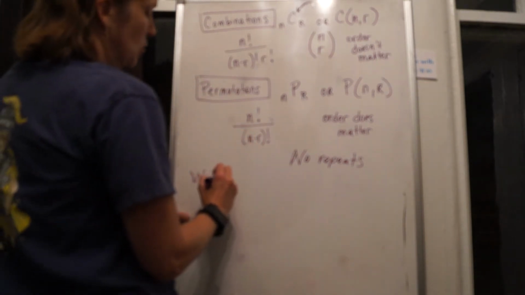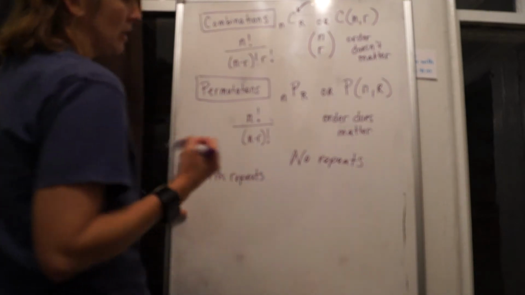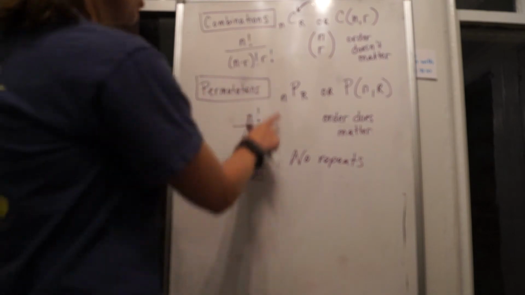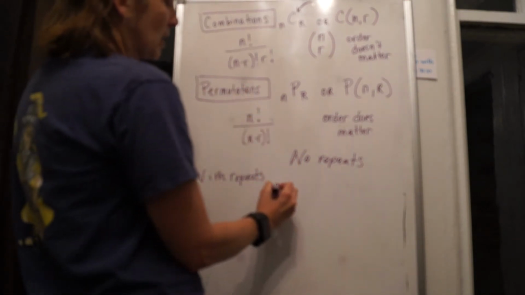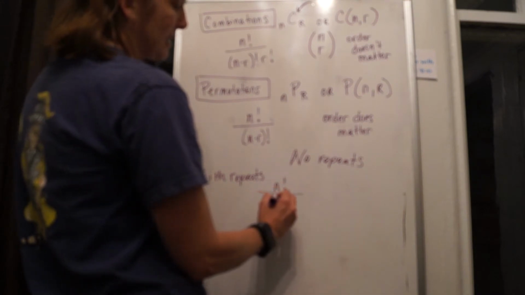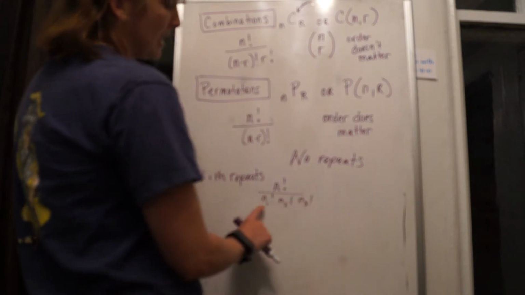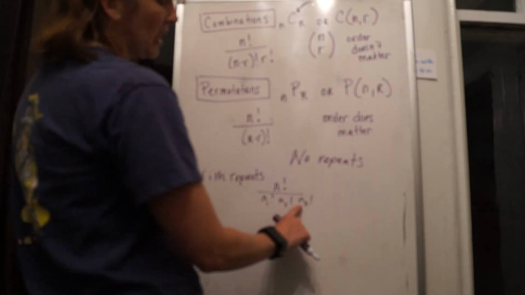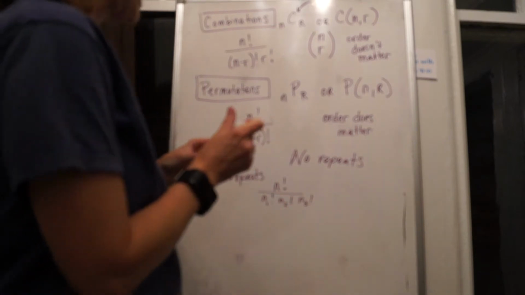So it doesn't get a shortcut. There isn't a cute way to shortcut this in your calculator. I wish there was. But you're going to be able to do the factorial part in your calculator. So when we have repeats, we have n over, and then we kind of put like this: n1 factorial, n2 factorial, n3 factorial. So let's talk about what this means.